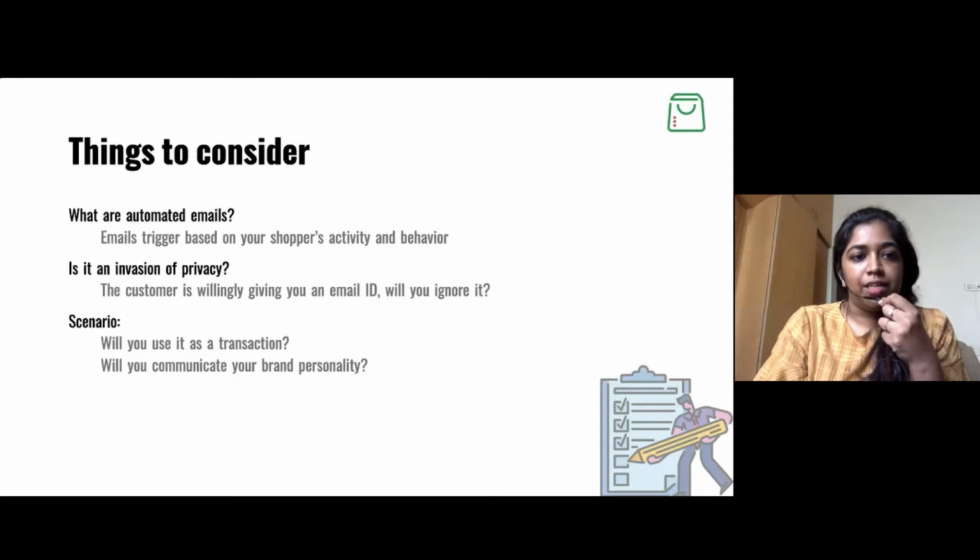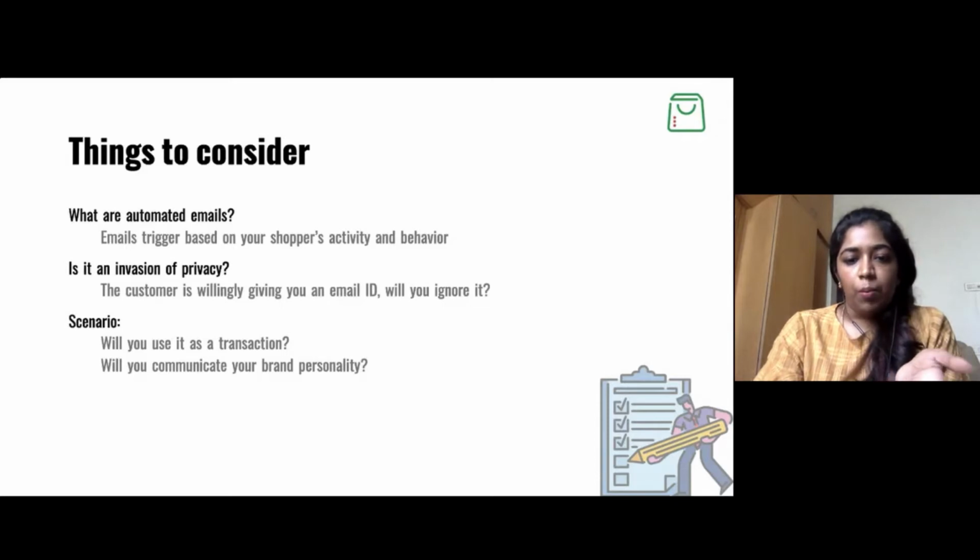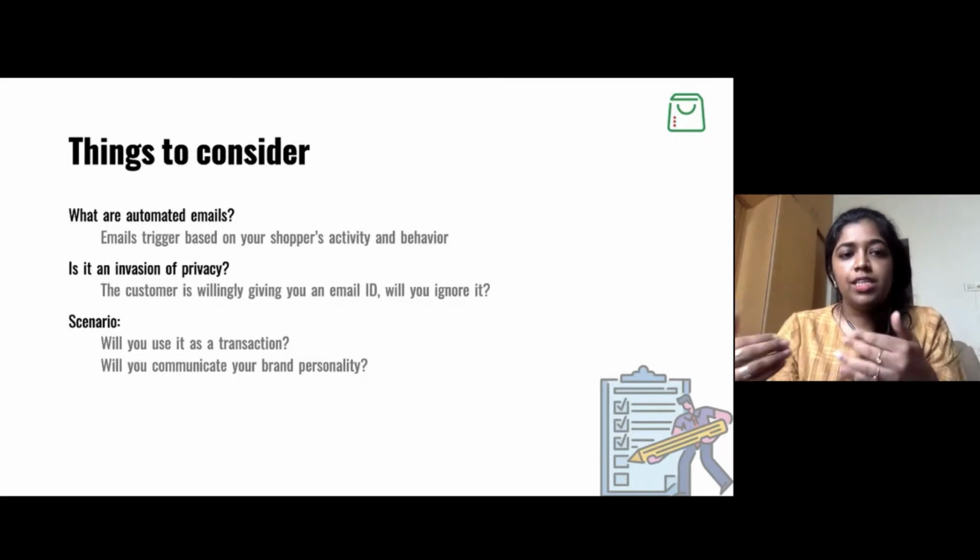First, I'm going to talk about what automated emails are. There are two types of emails that most store owners take advantage of. One is campaign emails, another is automated emails. Campaign emails are things like your newsletters and promotional campaigns that you set up every time. But automated emails are triggered based on customers' behavior.